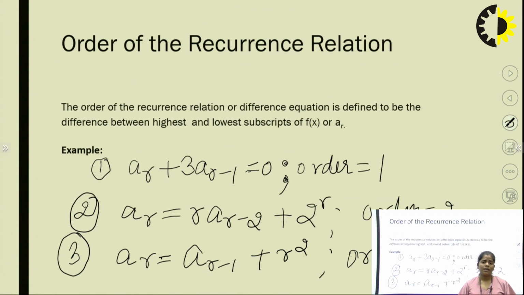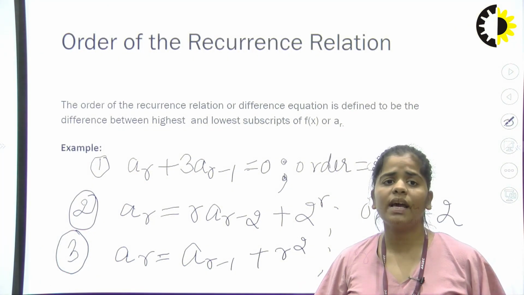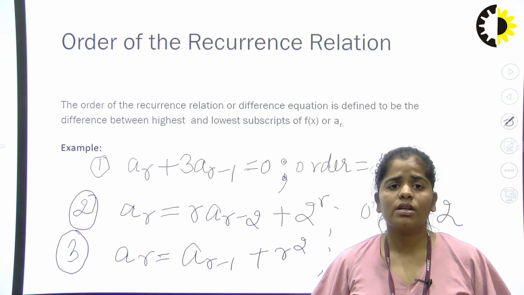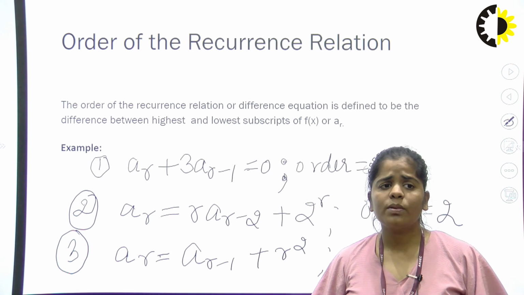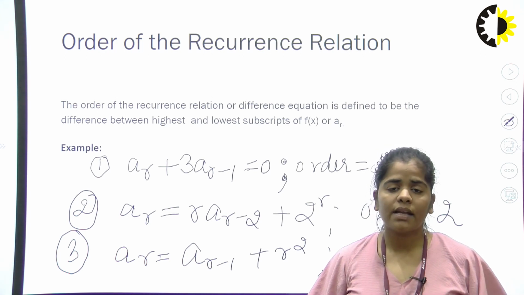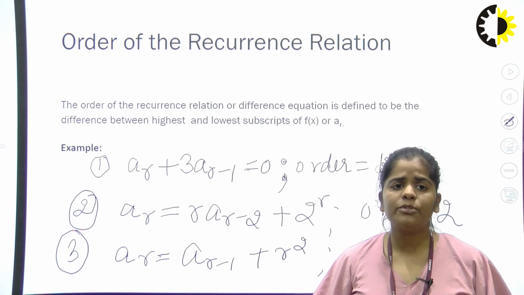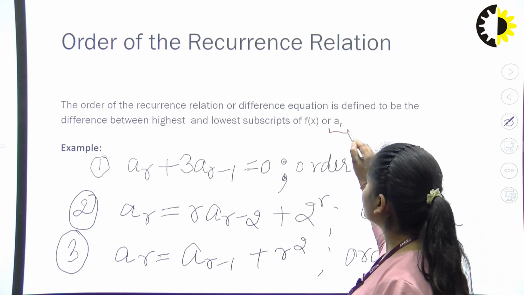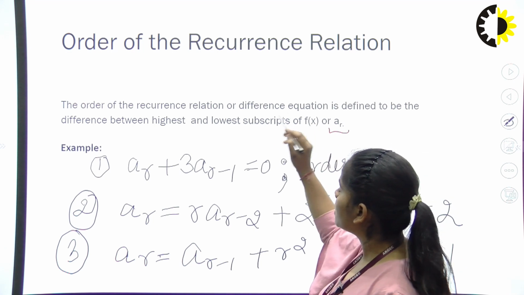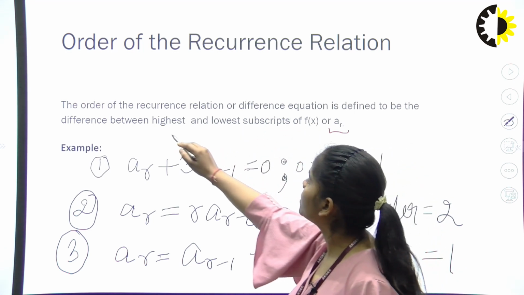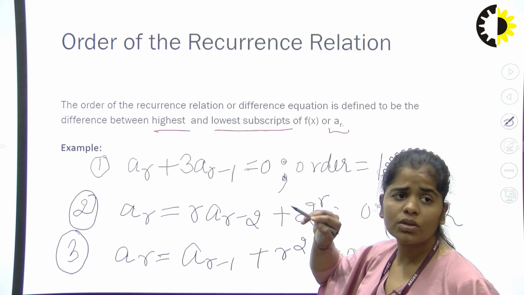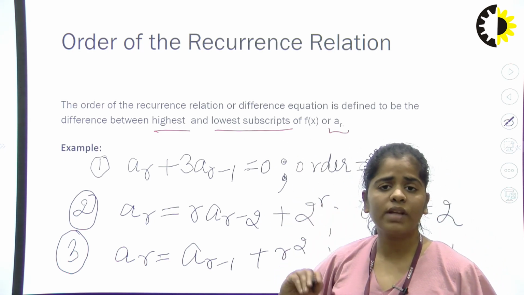So what is the order of the recurrence relation? Basically, the order of the recurrence relation, or difference equation, is defined as the difference between the highest and the lowest subscripts of a_r. Here a_r is a recurrence relation where we have to find the difference between the highest and the lowest subscripts of the relation, so that we get the order of that relation.